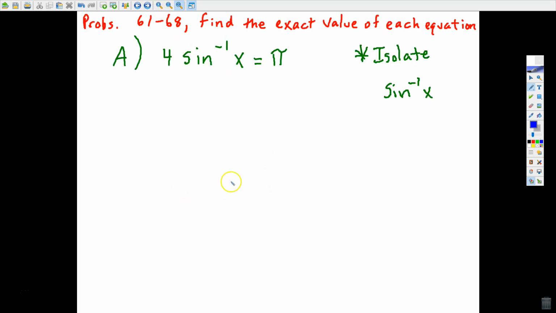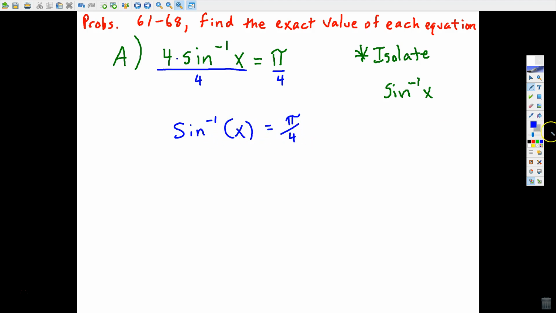Okay, and then we get to our last type of problem, and you're actually going to be solving some equations involving inverse sine, cosine, tangent. And here's a really good way to start thinking. You always want to isolate the inverse trig function first. So to do that, since 4 is being multiplied, I'm just going to divide both sides of this equation by 4. And that leaves me with inverse sine x is pi/4.